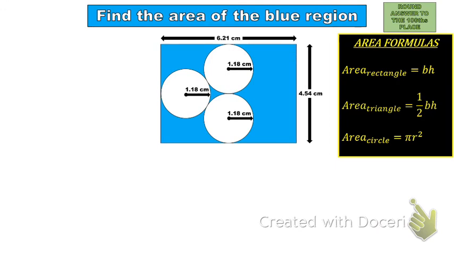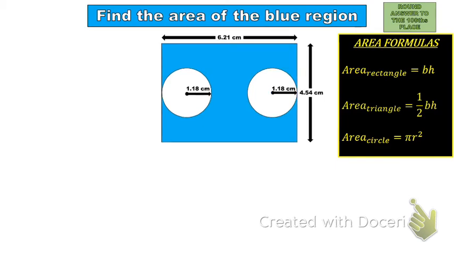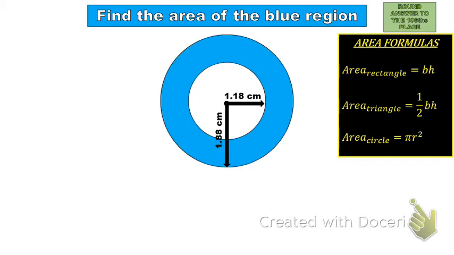Now try this one on your own. Find the area of the blue shaded region. Here's another one to try on your own. Find the area of the blue shaded region. This one's a little different, but you can do it on your own. Find the area of the blue region.